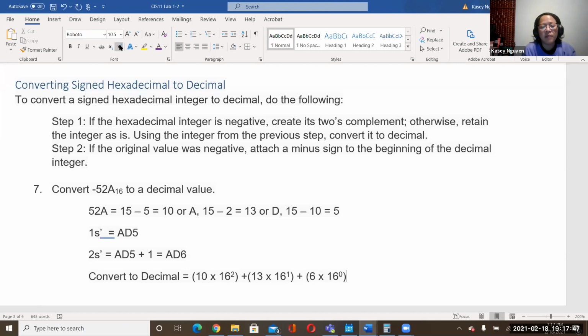And once you multiply everything out and add everything up, you would have a decimal. Since we have a negative to start with, we created the 2's complement, we retain. So if the original value is negative, attach the minus sign with it. After you have done that, put the minus sign with it. You can use your calculator to check to make sure you're on the right track.